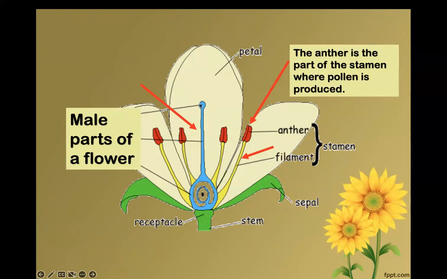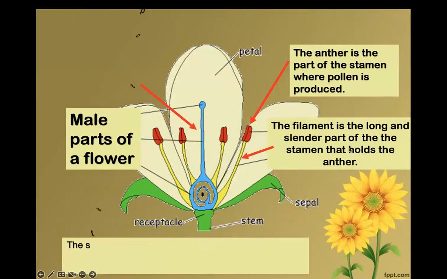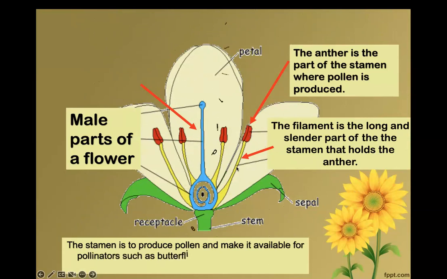So if this is the style, the stigma, the male part has the anther, which looks like a bud also. That is the part of the stamen, and that is where pollen is produced. And later we will have the filament. The filament is the long and slender part of the stamen that holds the anther. So this is the filament.